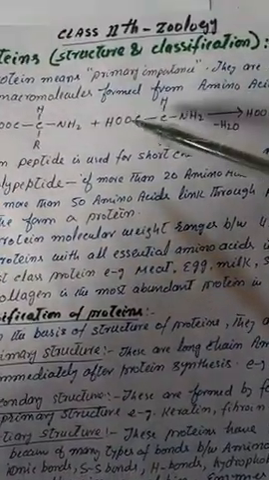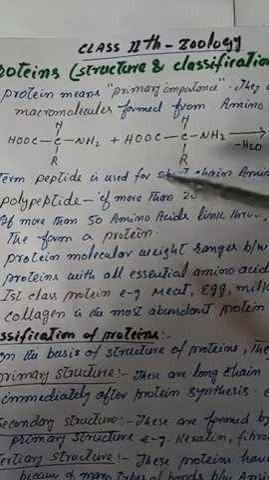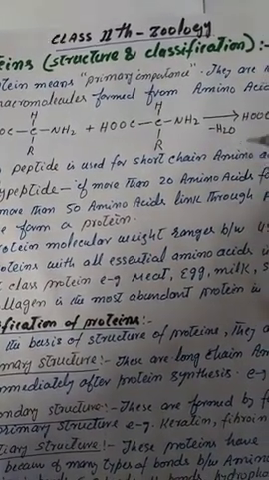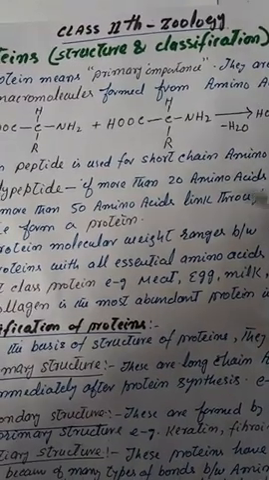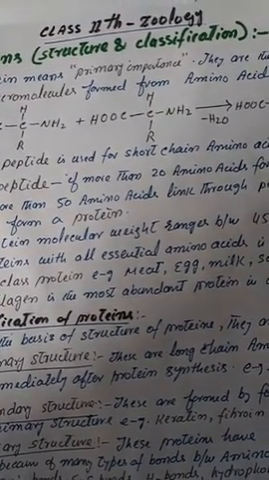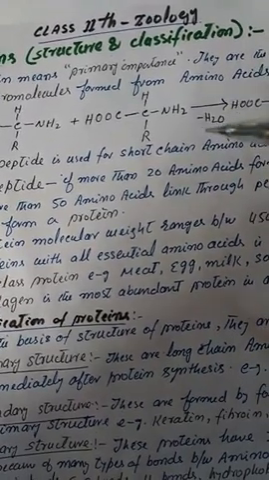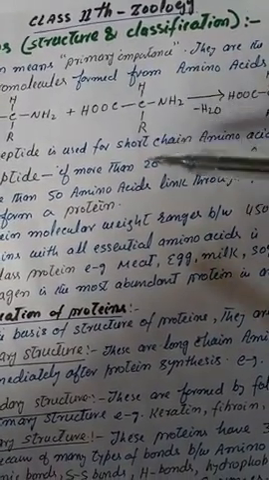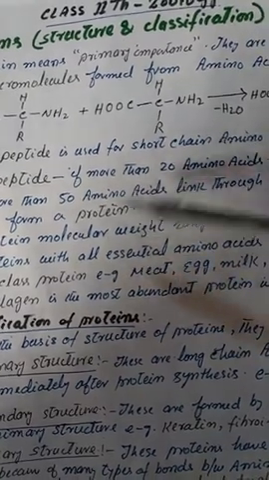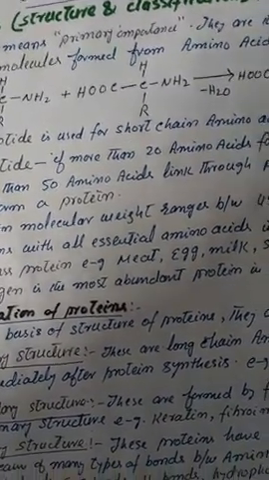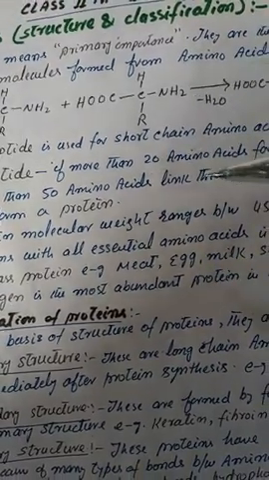The term peptide is used for short chain amino acids as 2, 3, 4, etc. Now, if more than 20 amino acids form a chain, it is called a polypeptide. Similarly, if more than 50 amino acids link through peptide linkage, they form a protein.